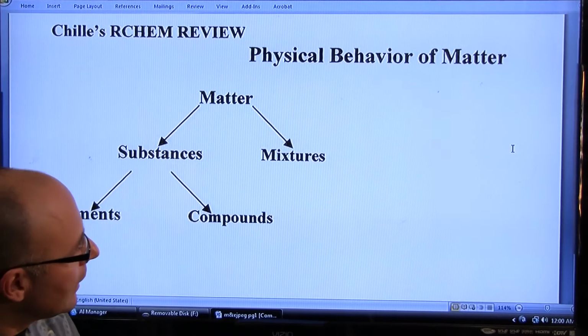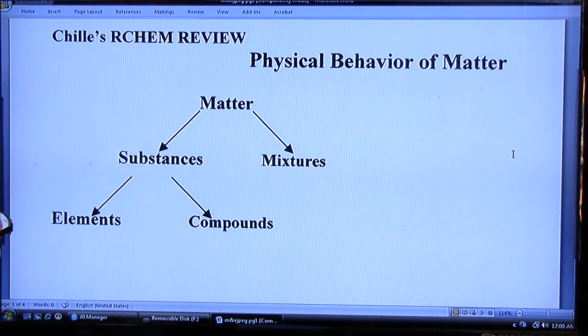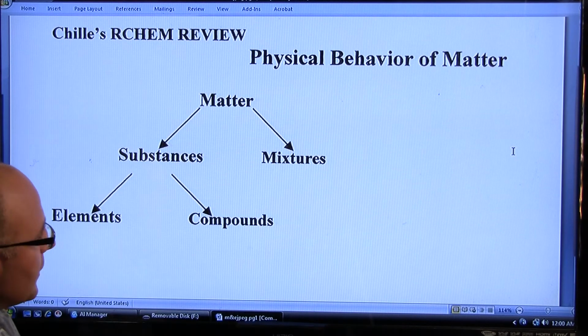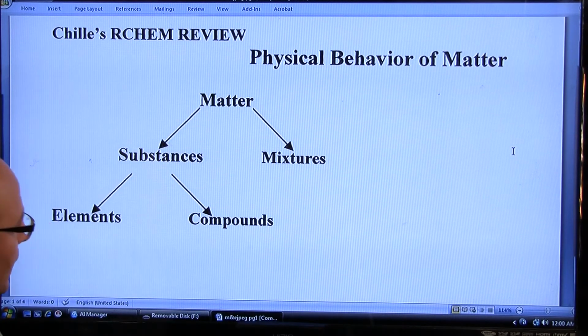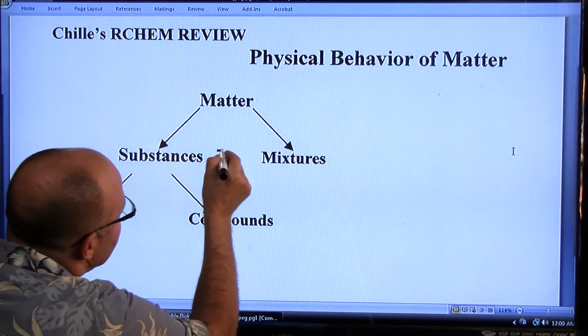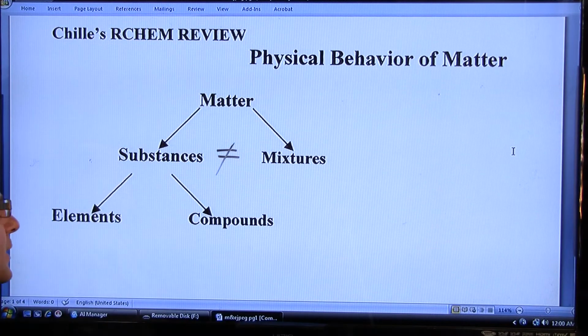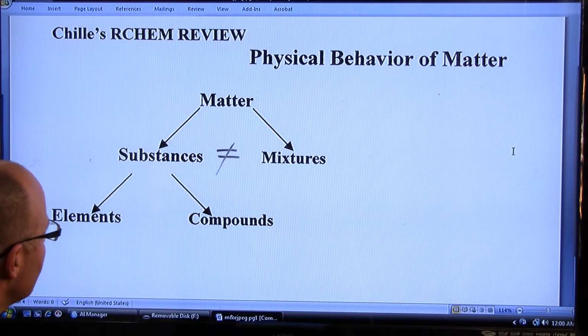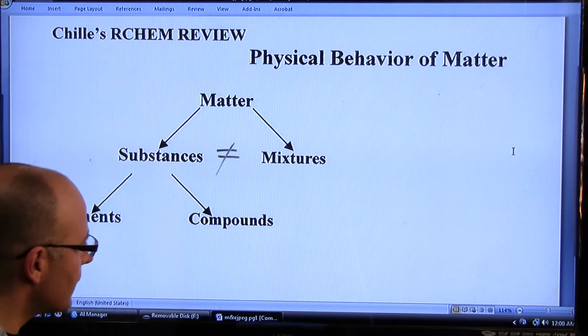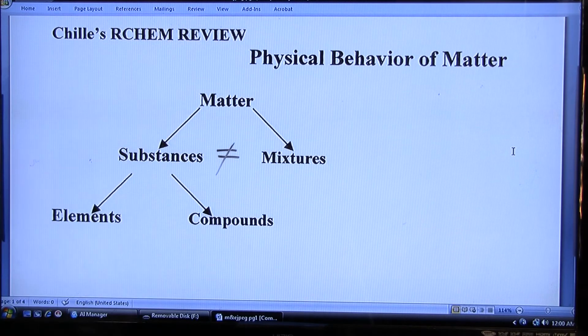The first unit is called the physical behavior of matter. And of course, chemistry is the study of matter. And matter can be divided into two categories right away. And that is one, substances, and the other is mixtures. So they're not the same thing. Let's put a not equal sign here to remind you of that. Never refer to mixtures as substances. When it comes to substances, we're talking about elements and compounds.